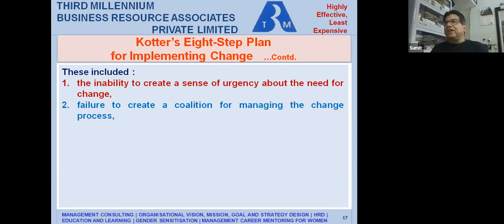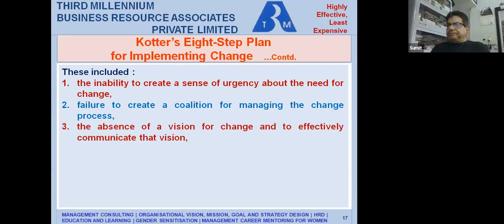Failure to create a coalition. Third point, why change initiatives fail? Absence of a vision for change and to effectively communicate that vision.